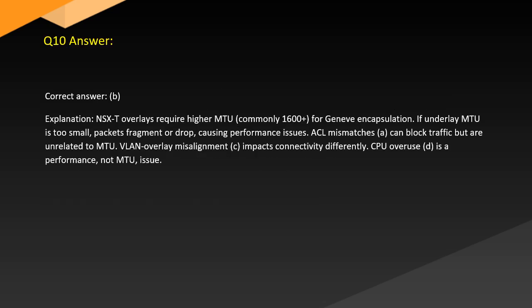Answer. Correct answer: B. Explanation. NSX-T overlays require higher MTU, commonly 1600 plus, for GENEVE encapsulation. If underlay MTU is too small, packets fragment or drop, causing performance issues. ACL mismatches (A) can block traffic but are unrelated to MTU. VLAN or overlay misalignment (C) impacts connectivity differently. D is a CPU performance issue, not an MTU issue.